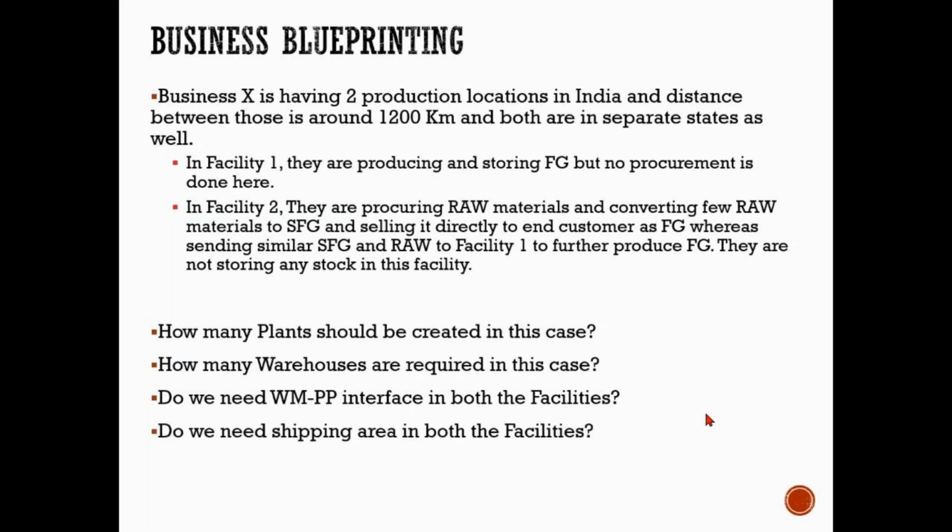Okay. Do we need shipping areas in both the facilities? Yeah, we do need them, because in the first one we are also producing FG. So obviously when we are producing FG, we need to ship it somewhere. Similarly in facility two, we are sending it to customers, so we do need shipping areas. Do we need goods receipt areas in both the facilities? Yes. Why? We are not procuring anything in facility one. Then why do we need goods receipt in facility one? Because once we produce the material, we will receive it, we will do the GR. No, no. Here the raw material is coming from the customer, and FG from facility two is coming similarly, SFG and RM to facility one to further procure FG. That's right.